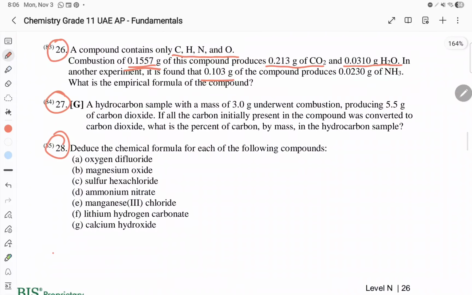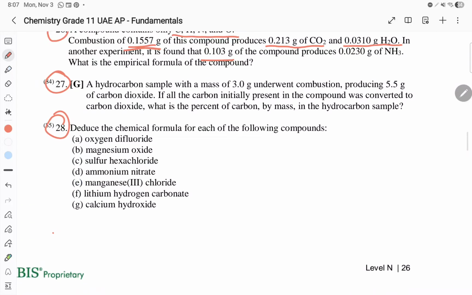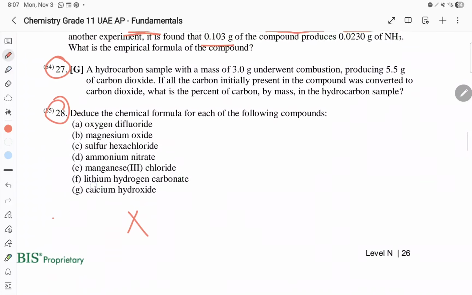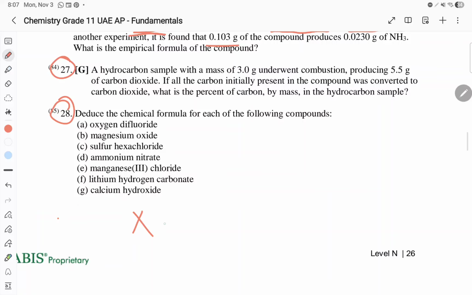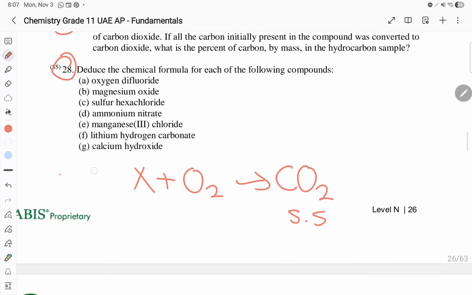Now, the hydrocarbon with a mass of 3 underwent combustion producing, okay, so you have a hydrocarbon, we're gonna name it X. It has 3 grams. It went under combustion, which means plus O2, and formed carbon dioxide, which is 5.5 grams. Now, if the carbon all converted to carbon dioxide, what's the percentage of carbon by mass?